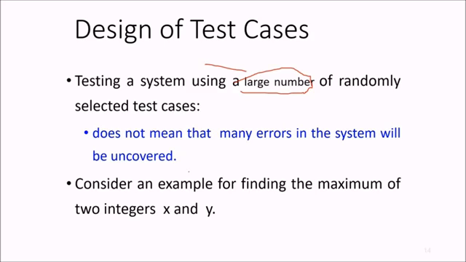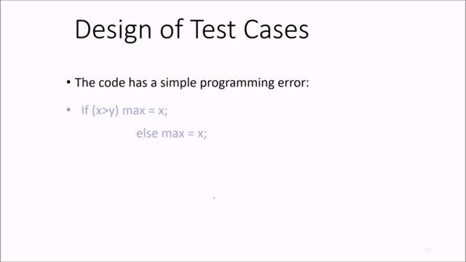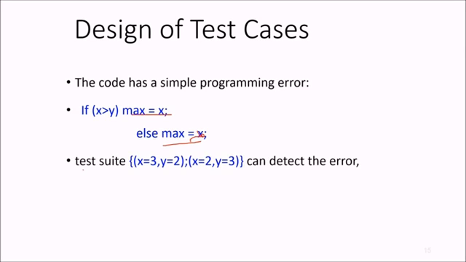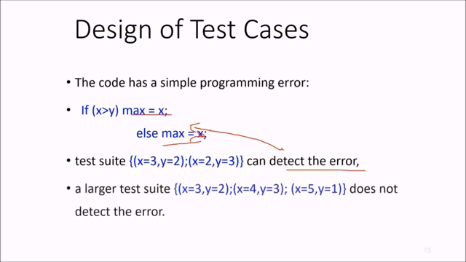Just consider an example of finding the maximum of two integers x and y. Simple code: if x is greater than y, max is x, else max is y. This should be y. So the test suite will be x equal to 3, y equal to 2, and x equal to 2, y equal to 3. Easily it can detect an error, whether it is giving a maximum of 3 or 2.